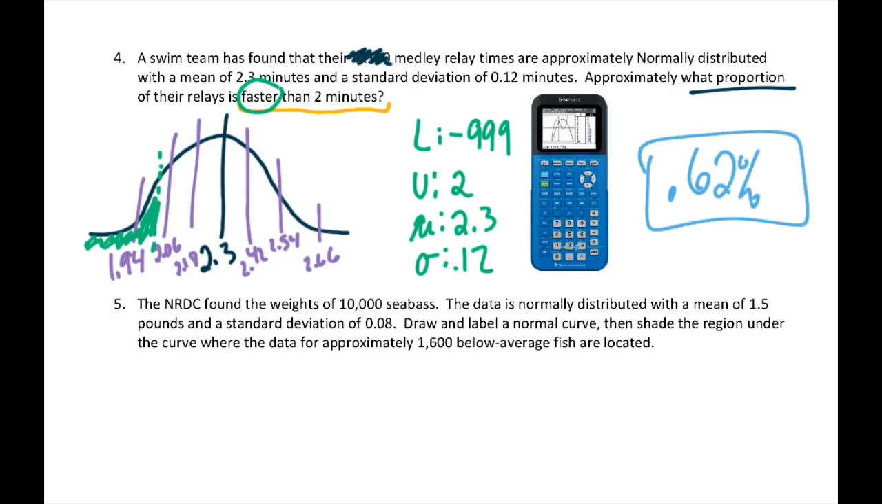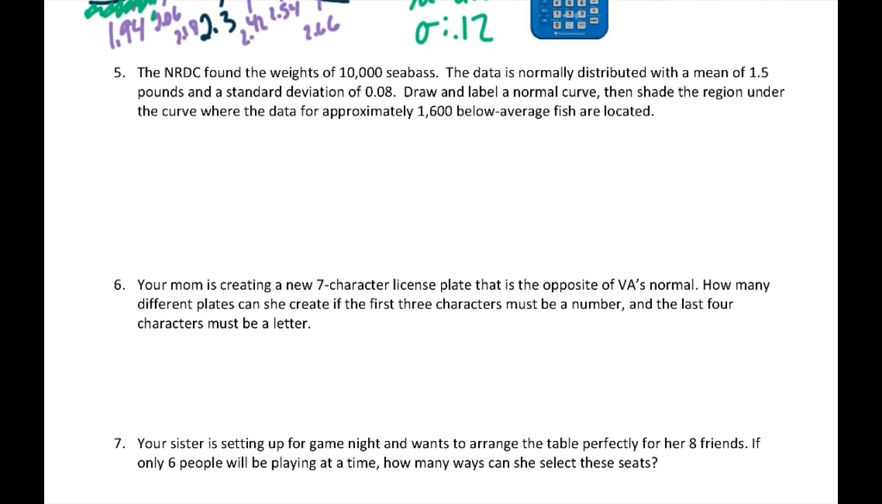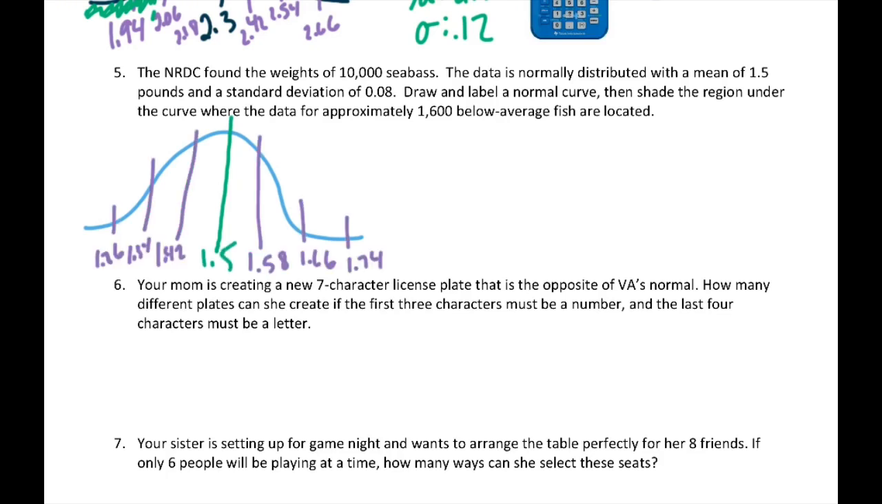That's it. Number 5, the NRDC found the weights of 10,000 sea bass, normally distributed. We want to draw and label a normal curve, so let's start immediately with that. The mean goes in the middle, and then we add and subtract the standard deviation. Now our goal is to shade the region under the curve where the data for 1,600 below average fish are located. So we really need to find the proportion here of the 1,600 fish out of the total 10,000, and that'll give us the percent we're really looking for. So when we divide these, we get 16%.